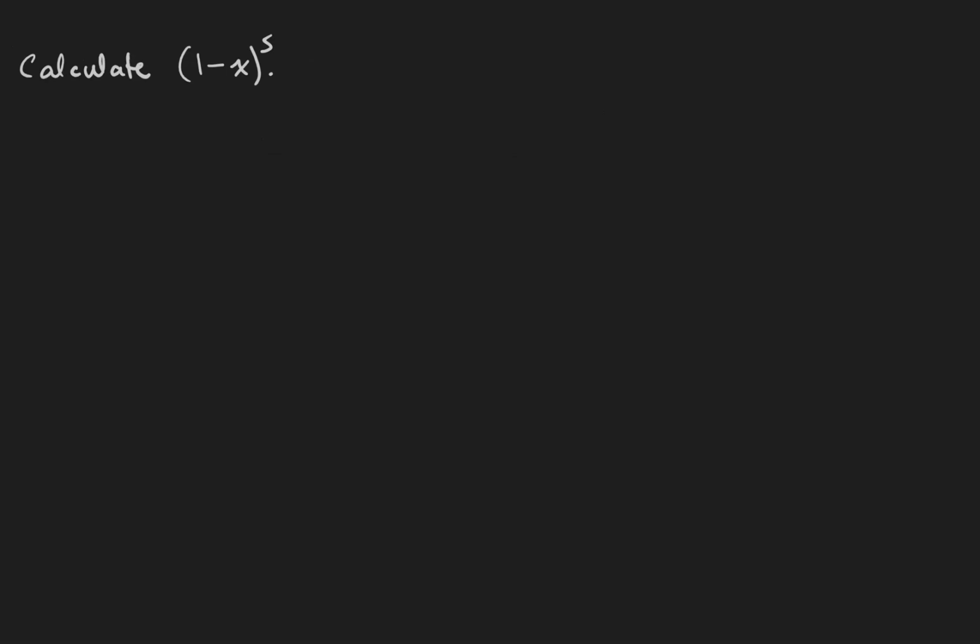As an example, let's calculate 1 minus x to the 5th power. Here, x is equal to 1 and y is equal to negative x. Since this binomial is being raised to the 5th power, I'm going to need 6 rows of the binomial triangle.